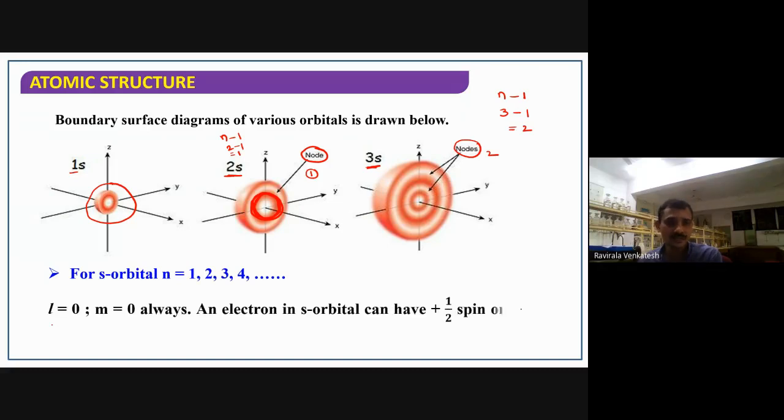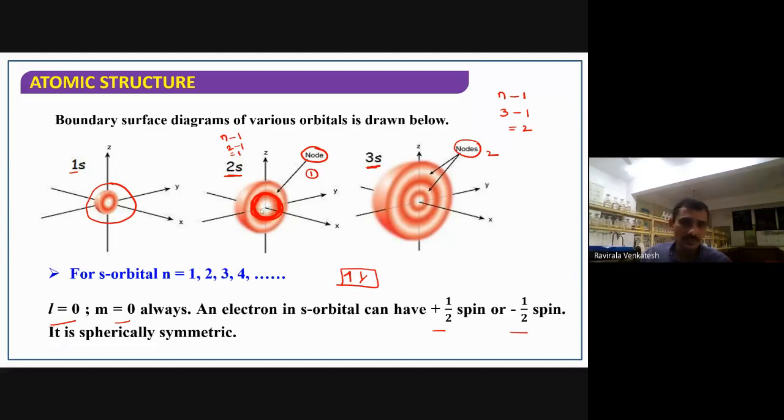Now what is the l value for the s orbital? l is equal to 0, m is equal to 0. In the s orbital we can put 2 electrons, one plus and the other minus. It is spherically symmetric, meaning uniformly distributed in this manner. So, very simple, 3 points you need to remember. First, the s orbital shape is spherical. Second, the l value is 0 and the m value is always 0. Third, we can put 2 electrons in it, one plus, the other minus. Very simple to remember.